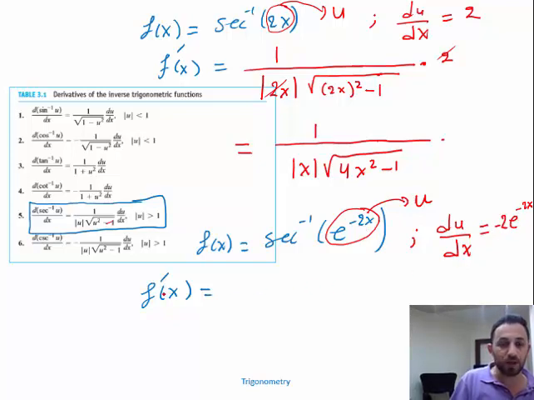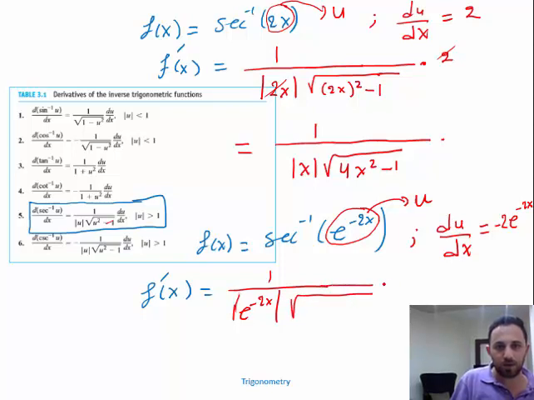Now we just replace u with the values we obtained here. 1 over the absolute value of e power minus 2x, radical e power minus 2x squared minus 1, multiplied by du by dx, which is minus 2 e power minus 2x.